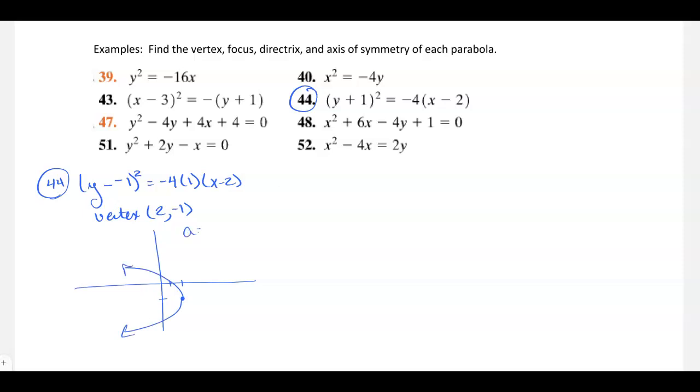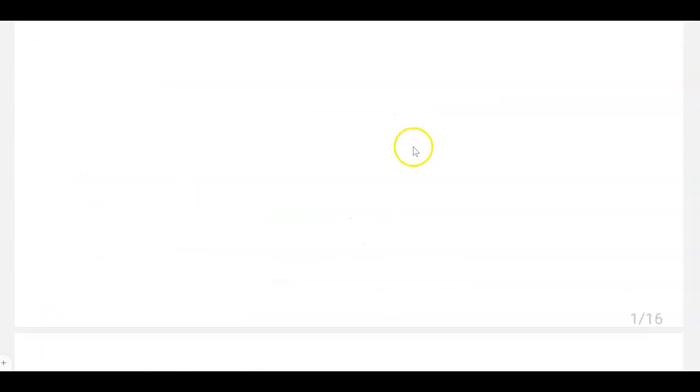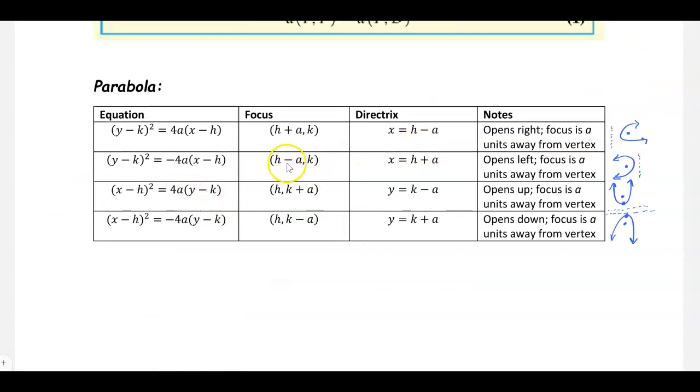Now we need to identify A, and our A is going to be a 1 here. So that's why that format's important, because it's really easy to identify what A is going to be. So the focus is going to live inside, and we're going to move A units here. So our focus is going to move to the left 1, which means we're going to be at 1, -1. So to find that focus, all we're going to do is move to the left 1. So we're going to subtract 1. And that's what our little cheat sheet says, right? We're going to take H and subtract A from it. And the K value is going to stay the same.